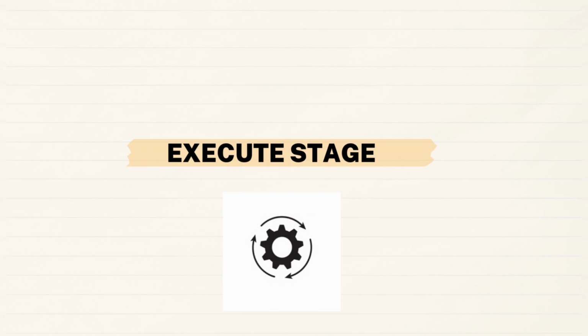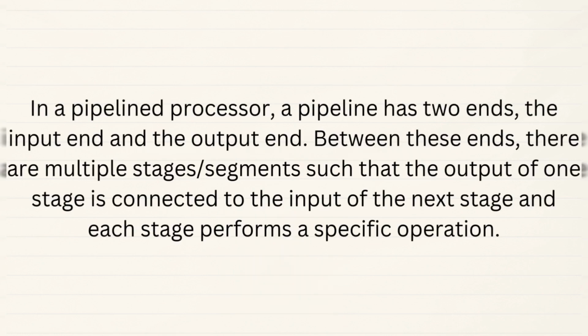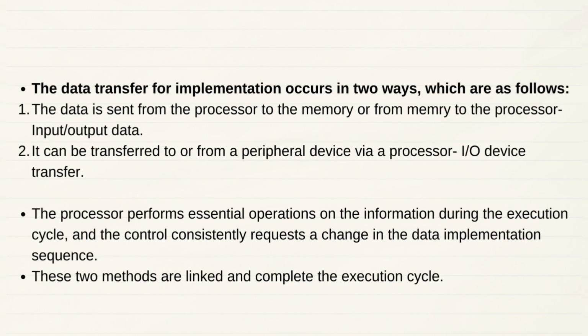Now we will go to the execute stage. In a pipeline processor, a pipeline has two ends, the input end and the output end. Between these ends, there are multiple stages such that the output of one stage is connected to the input of the next stage, and each stage performs a specific operation.